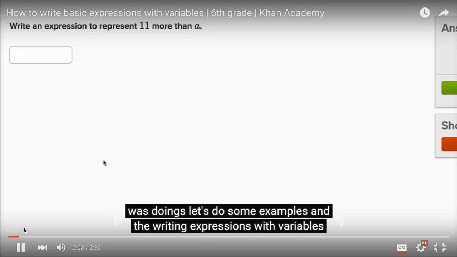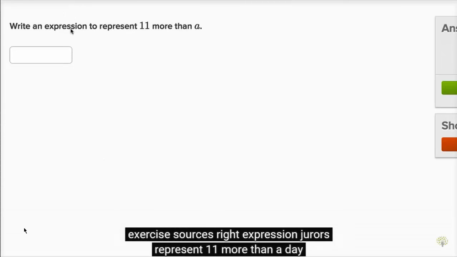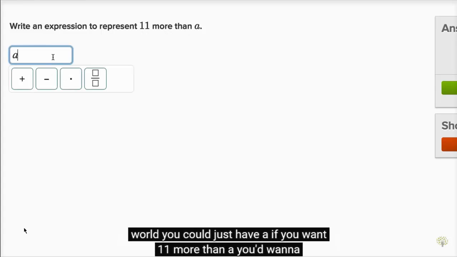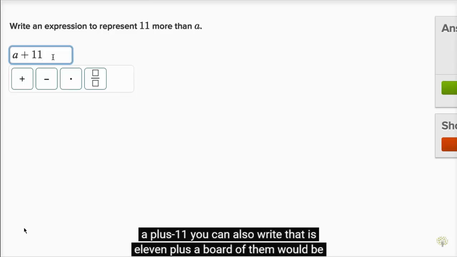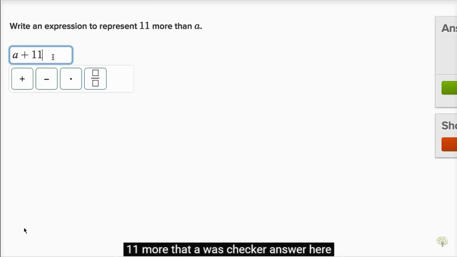Let's do some examples of the writing expressions with variables exercise. It says write an expression to represent 11 more than a. Well, you could just have a, but if you want 11 more than a, you would want to add 11. So you could write that as a plus 11. You could also write that as 11 plus a. Both of them would be 11 more than a.